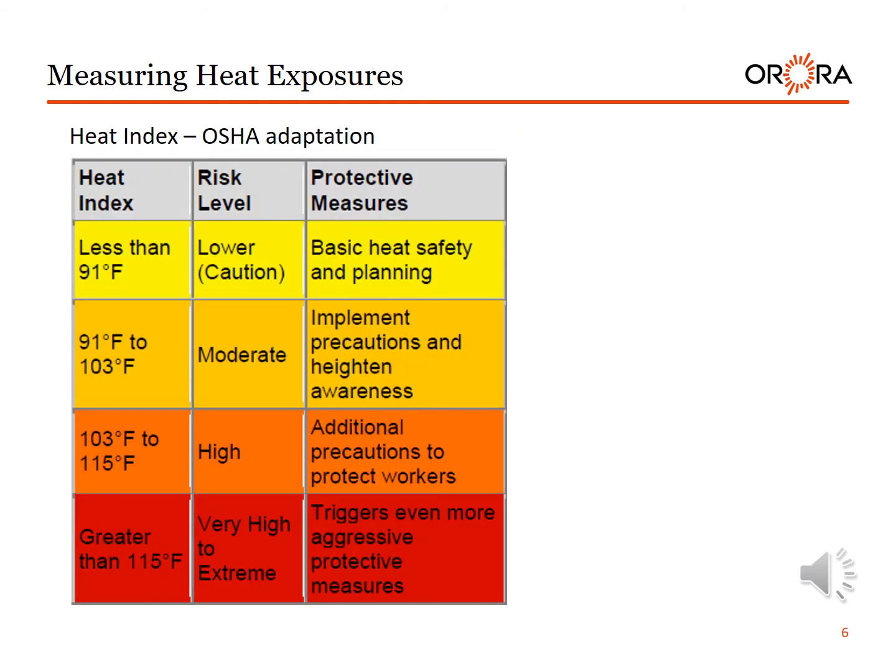Measuring heat exposures. Heat Index, OSHA adaptation. OSHA has divided heat index values into 4 bands associated with 4 risk levels. These colored bands differ slightly from those appearing in the NOAA heat index chart, which was developed for the public. The NOAA bands have been modified for use at worksites.